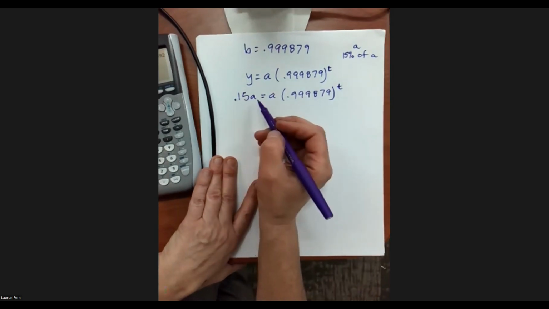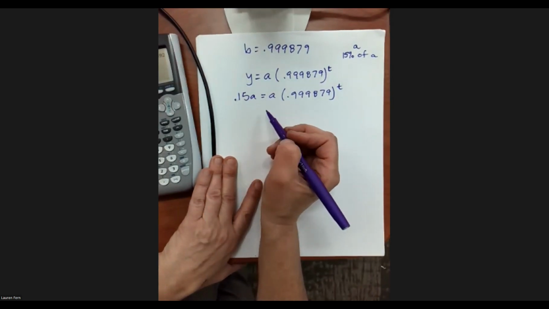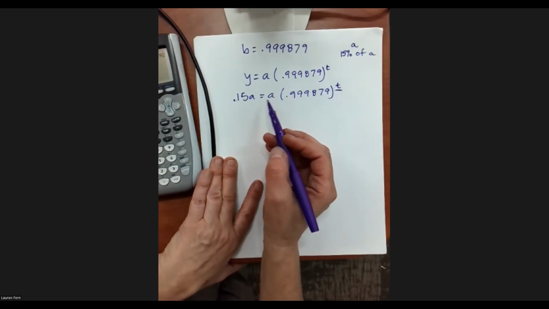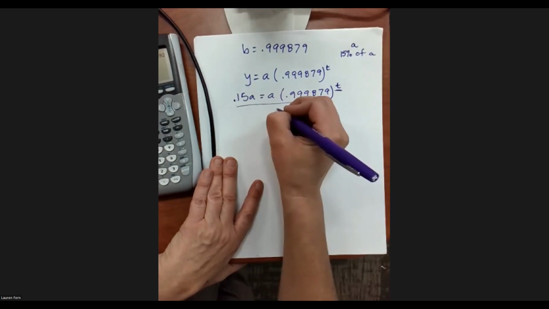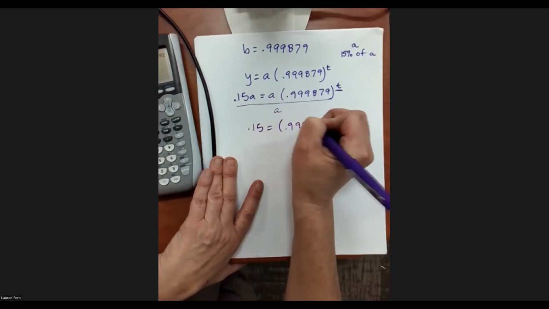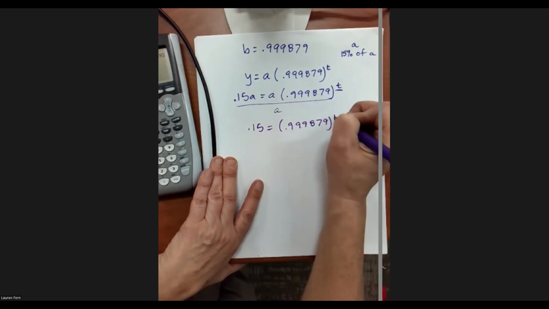Do you see how I got this? Okay. Well, we want to find T. What do I do with this A first? We can divide both sides by it. So aren't we going to end up with 0.5 is 0.999879 to the power of T?